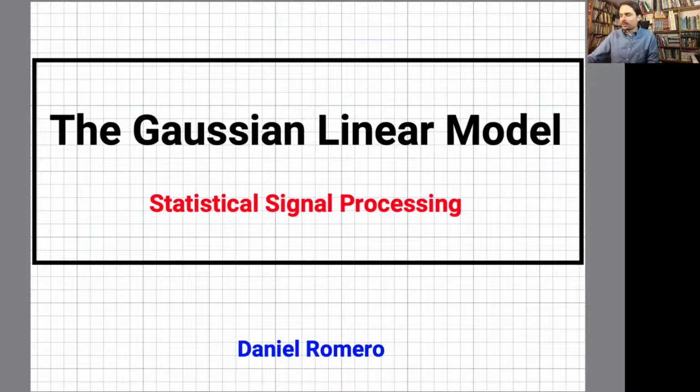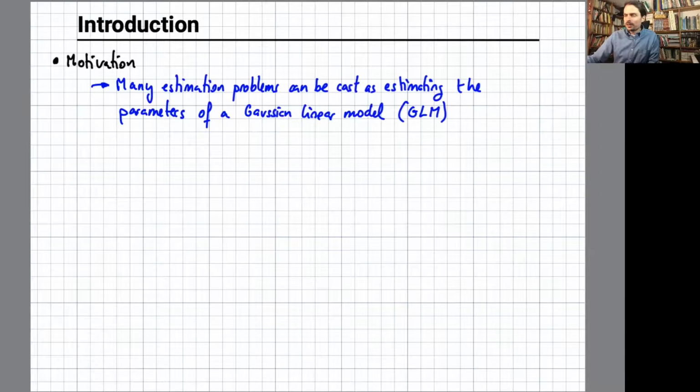Good day, everyone. In this lecture, we will be applying what we have learned so far to this popular model, the so-called Gaussian linear model. Indeed, many problems can be formulated as the estimation of the parameters of this model. This model requires that the relation between the mean of the data and the parameters that we want to estimate is linear. And this is actually an assumption that holds true in many practical situations.